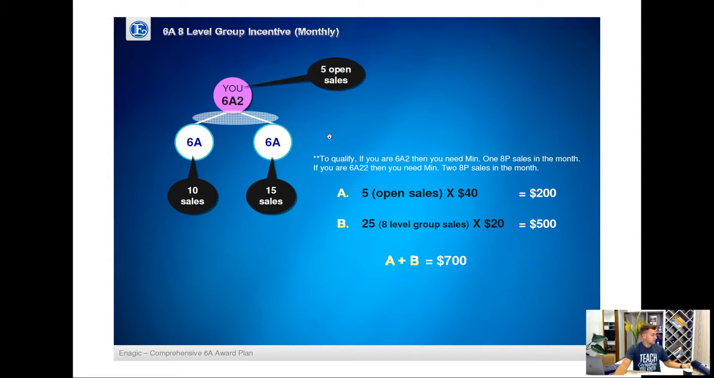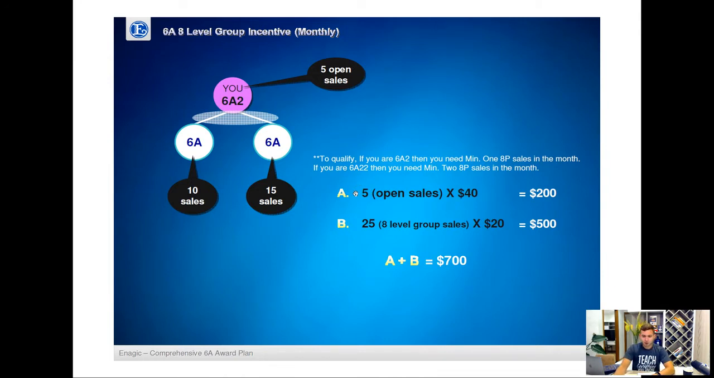Sorry about that. So here we go, guys. Let me dive into this example right here as I turn my alarm off. All right. So right here, what we have is 5 open volume sales between you and your 6As, but you have 2 6As right now. And in a month, one of them had 10 group sales and one of them had 15. So let's check out how that all adds up.